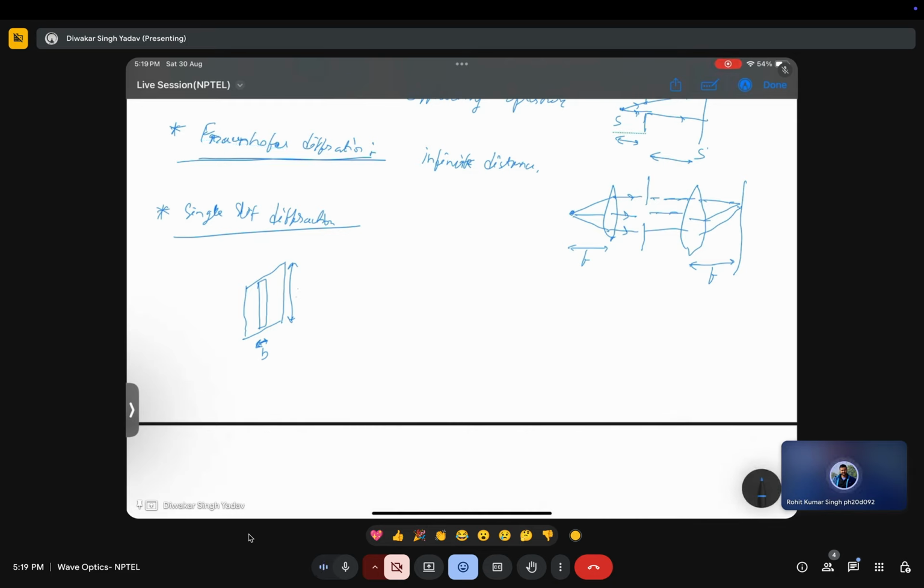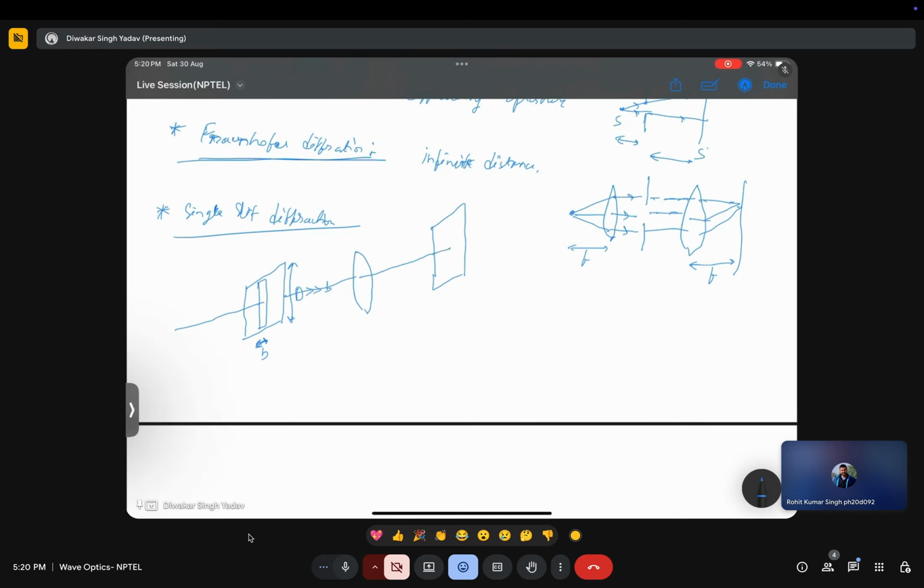Suppose d should be greater than b. Basically we call it infinite. So what will happen is light will enter this slit, go out, and you have the lens. And the diffraction pattern, this is the screen.